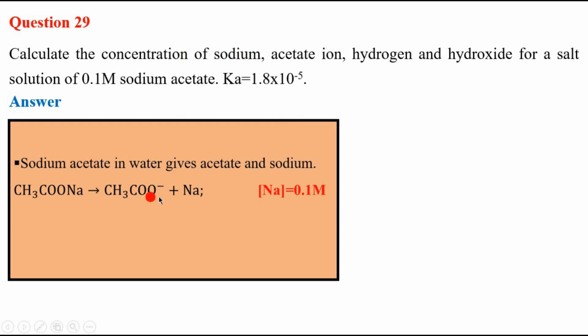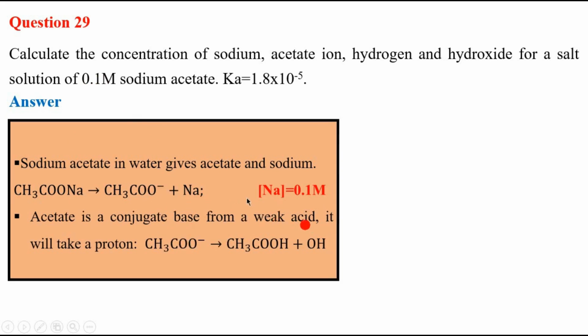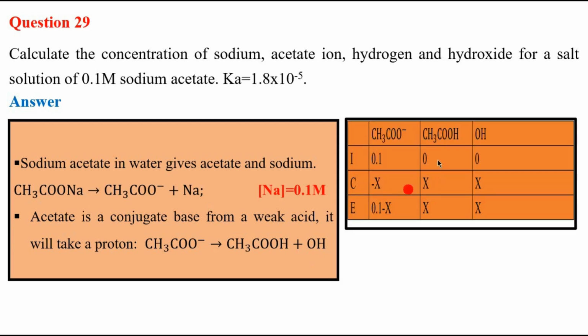Of course, the concentration of sodium will be equal to the concentration of sodium acetate, and it will be equal to 0.1. Again, acetate is a conjugate base from a weak acid. In this case, it will take a proton. By taking a proton, it will give the acetic acid plus hydroxide. Then you can use the IC table to solve for x, the dissociated amount of hydroxide. Here we have 0.1, here you have 0, minus x, 0.1 minus x, here you have x, here you have x, and then you have the Kb is equal to x squared over 0.1 minus x. Because here we are having the Kb because it is a conjugate base from a weak acid.